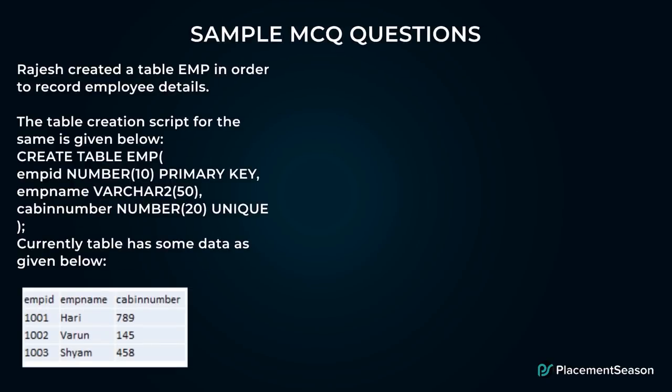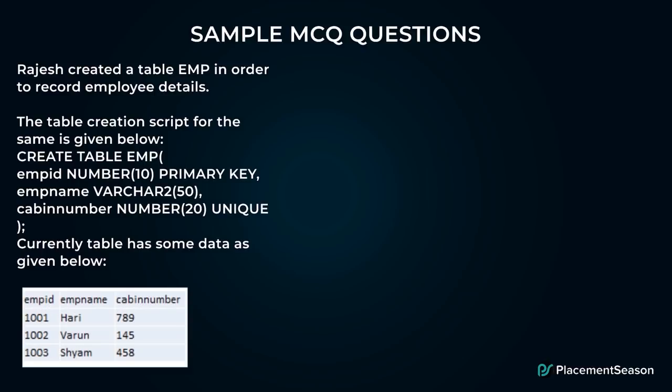Rajesh created a table employee in order to record employee details. The table creation script for the same is given below. So create table employee, employee ID, data type number, primary key, and employee name varchar, and cabin number, and again the number. And here we have given constraint unique. That means the cabin number value should be unique.